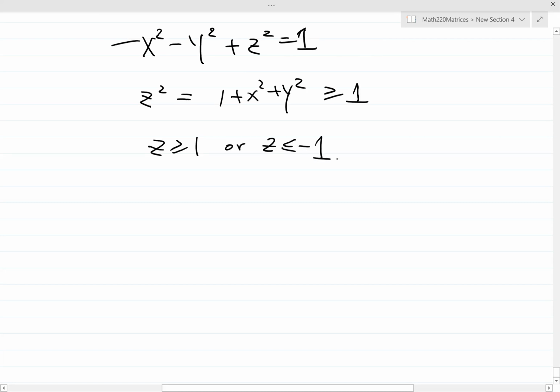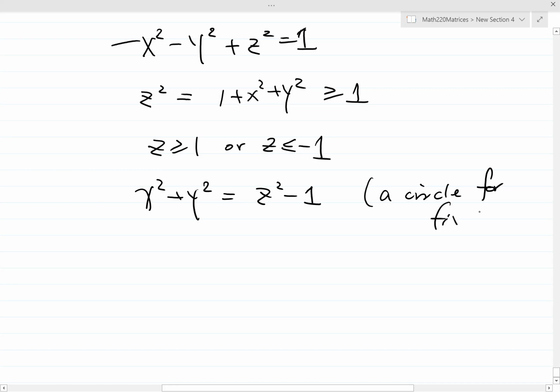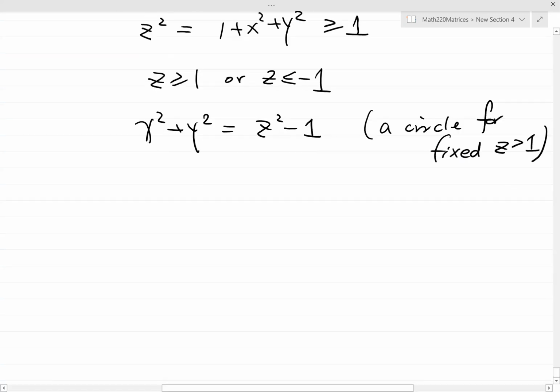And then for a certain z in this range, when you cut at that z, you get the equation x squared plus y squared equals z squared minus 1. So if you fix z, this is a circle. For fixed z greater than 1, a circle. If z is 1, this reduces to a point, (0, 0, plus or minus 1).